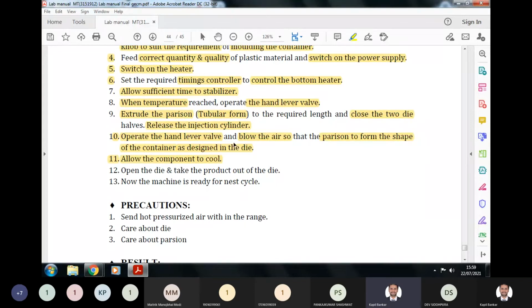और उसको 1 या 2 मिनट के लिए रेस्ट पे रखो तो वो कूल हो जाएगा. देन ओपन द डाई एंड टेक द प्रोडक्ट आउट ऑफ द डाई. प्रोडक्ट को आपने बाहर ले लिया. देन नाउ द मशीन इज रेडी फॉर नेक्स्ट साइकिल. और जो प्रोडक्ट निकालिए उसको आप सेकेंडरी ऑपरेशन मींस अननेसेसरी जो भी प्रोट्रूडेड पार्ट उसके साथ चिपक गए हो, देन यू मे जस्ट मशीन दैट. Okay, you can remove it with the sharpened knife also.